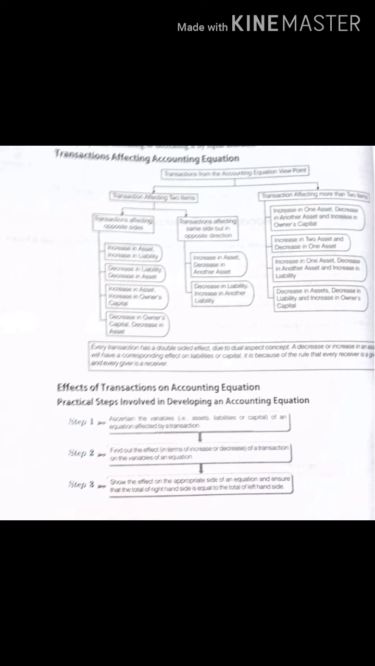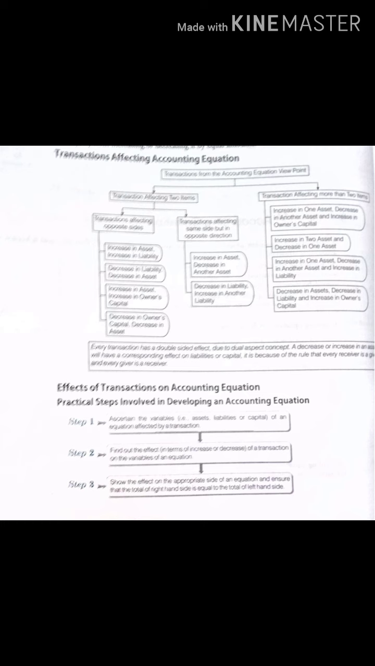Okay. So we have 3 steps to follow. Now what is the first step? Note down the steps because we will follow the same steps when I check out the examples with you all. First step is what? Ascertain the variables, that is assets, liabilities or capital of the equation affected by the transaction. So for the particular transaction which you are getting, first you have to check whether it is affecting assets, liabilities or capital. Okay, so you have to ascertain that. This is your first step.